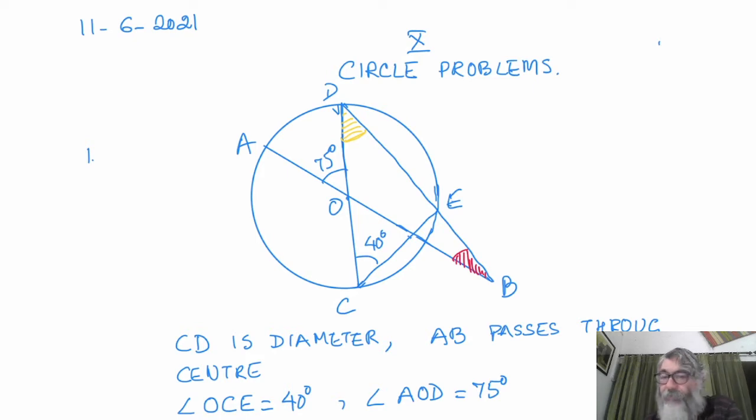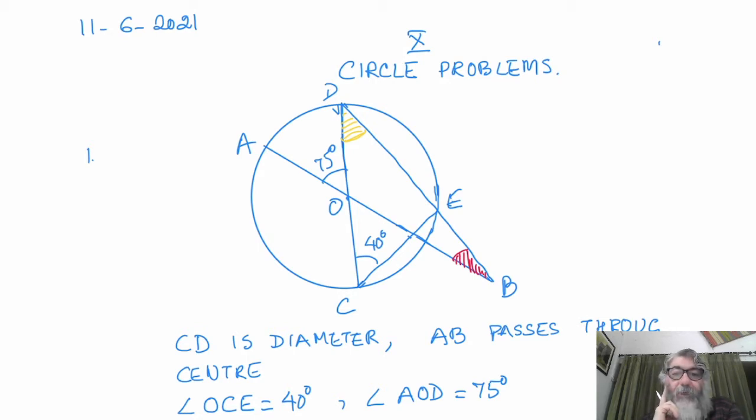Now let us see this problem which is drawn on your screen: a circle with center O and CD is a diameter passing through O. AB is also passing through the center of the circle. DEB and AOB are straight lines. Angle AOD is 75. Angle DCE is 40. And you have to find CDE, which is done in yellow color, and OBE angle, which is done in the red color.